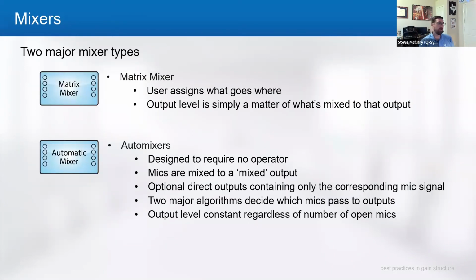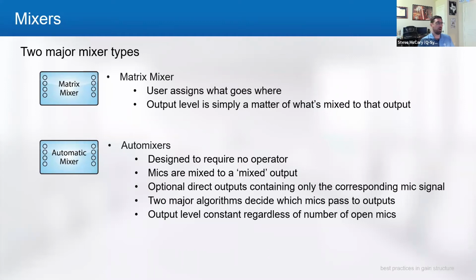Okay, now that we have processed our inputs, we have our inputs set, we've got a nice linear gain structure that's already set and ready to go. It's healthy, it sounds clean. Now we want to mix some signals together, and we want to start processing those as we get closer to our output. So we have two major mixer types. We have a matrix mixer, which is just a point-to-point. You assign what goes where. The output level is simply a matter of whatever's mixed to that output.